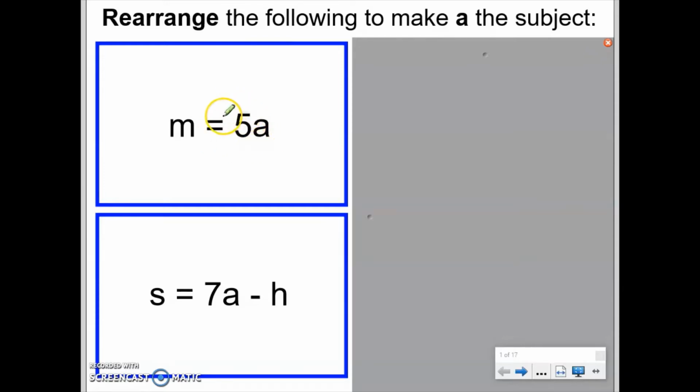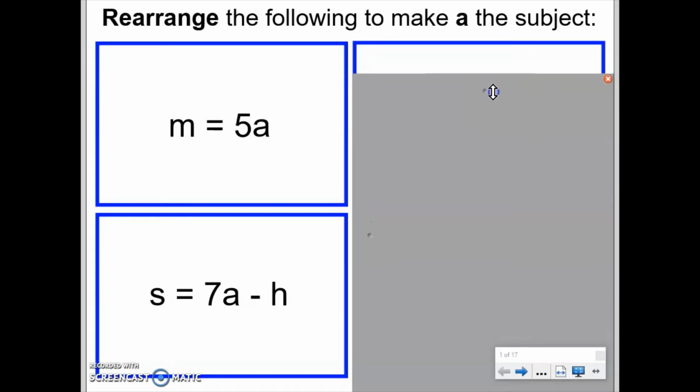So in this question, at the minute, I've got 5a on this side of the equal sign, and I want it just to say a, because I want a to be the subject. This means 5 multiplied by a. So what I'm going to do is divide both sides by 5. So essentially, that will take this multiply by 5 and put it onto this side as a division.